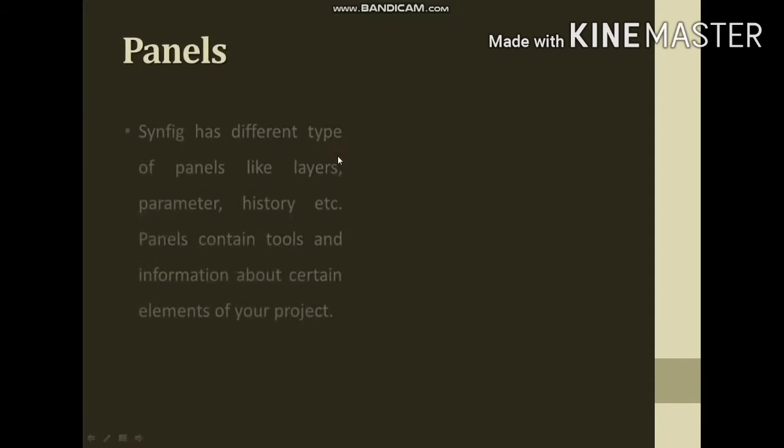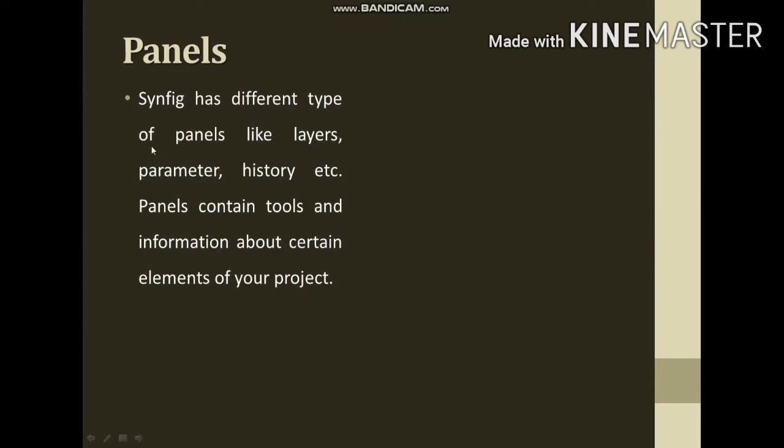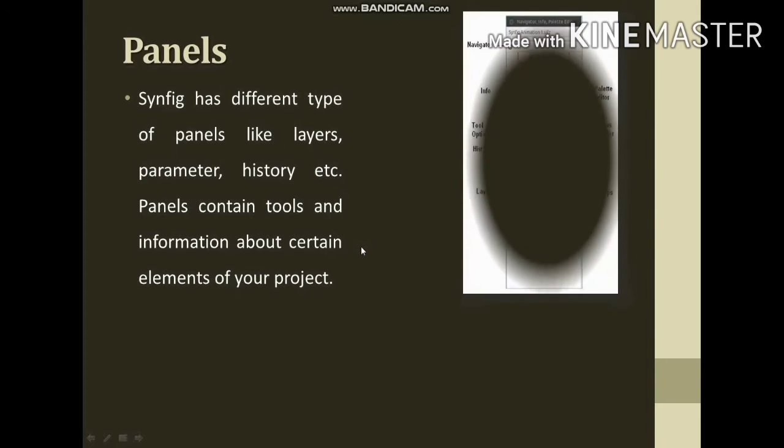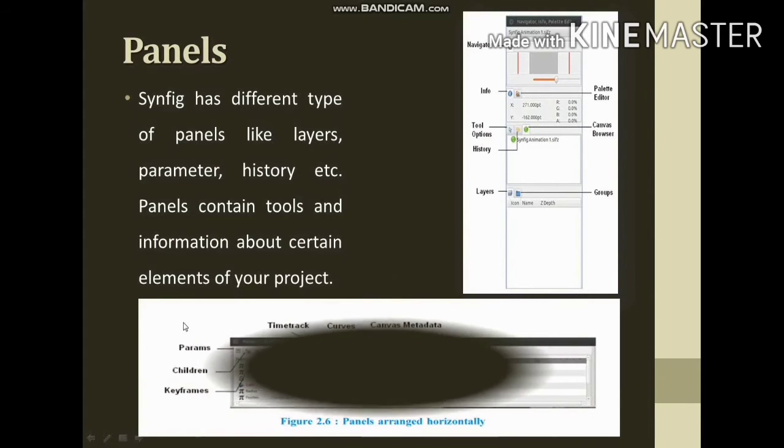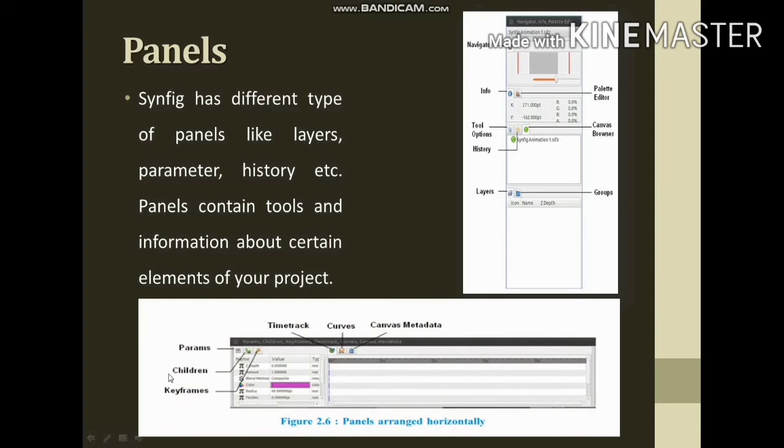Panels. Synfig has different types of panels like layers, parameters, history, etc. Panels contain tools and information about certain elements of your project. Now here, this is your vertical dock dialog, and this is your horizontal dock dialog. All the panels are arranged in the form of tabs.